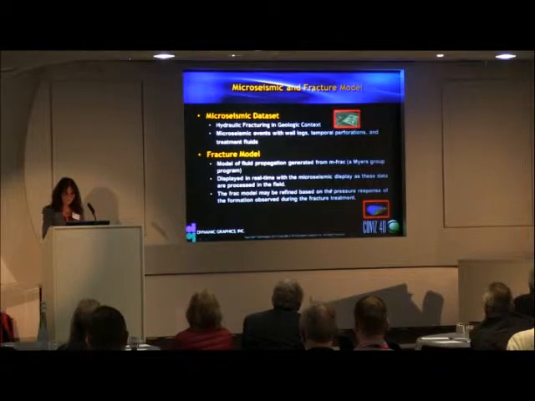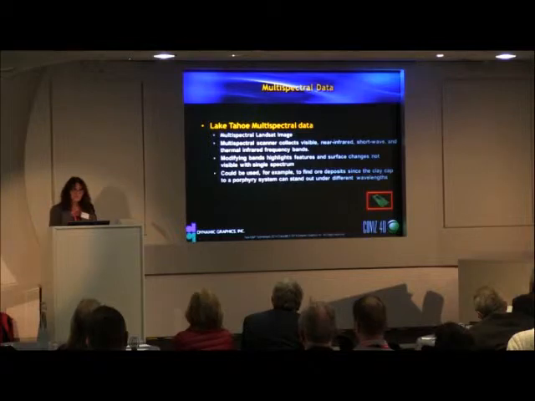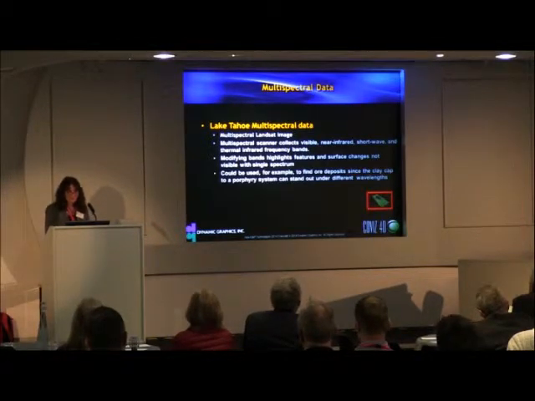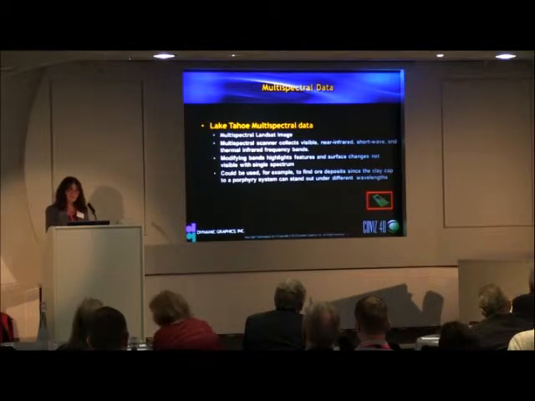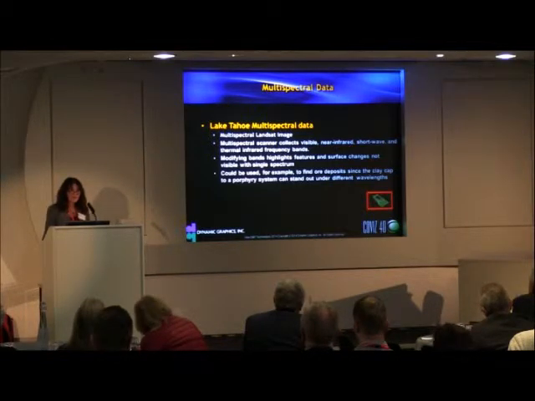So, multispectral data. Again, an oil and gas example would be very nice, but the data that we have available, which is free to show, is from Lake Tahoe. It's based around a multispectral Landsat image, which we've seen an increasing usage of in the last 18 months or so. In this instance, a multispectral scanner collects visible, near-infrared, shortwave, and thermal infrared frequency bands. And modifying these color bands highlights features and surface changes not visible with a single spectrum.